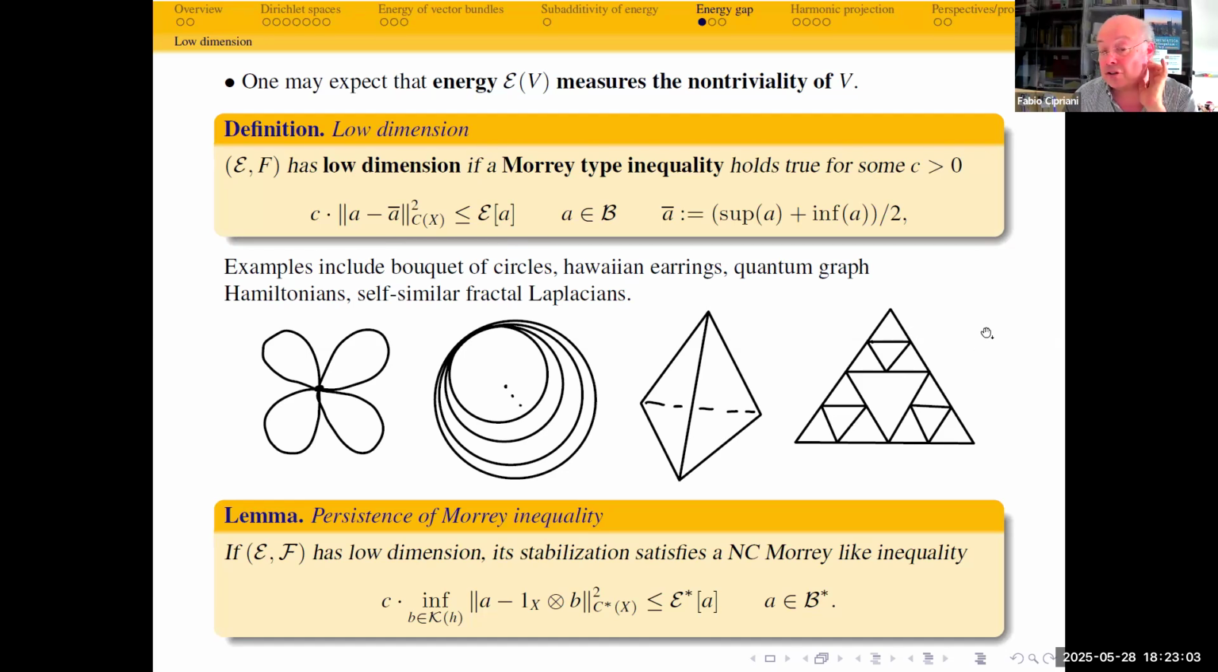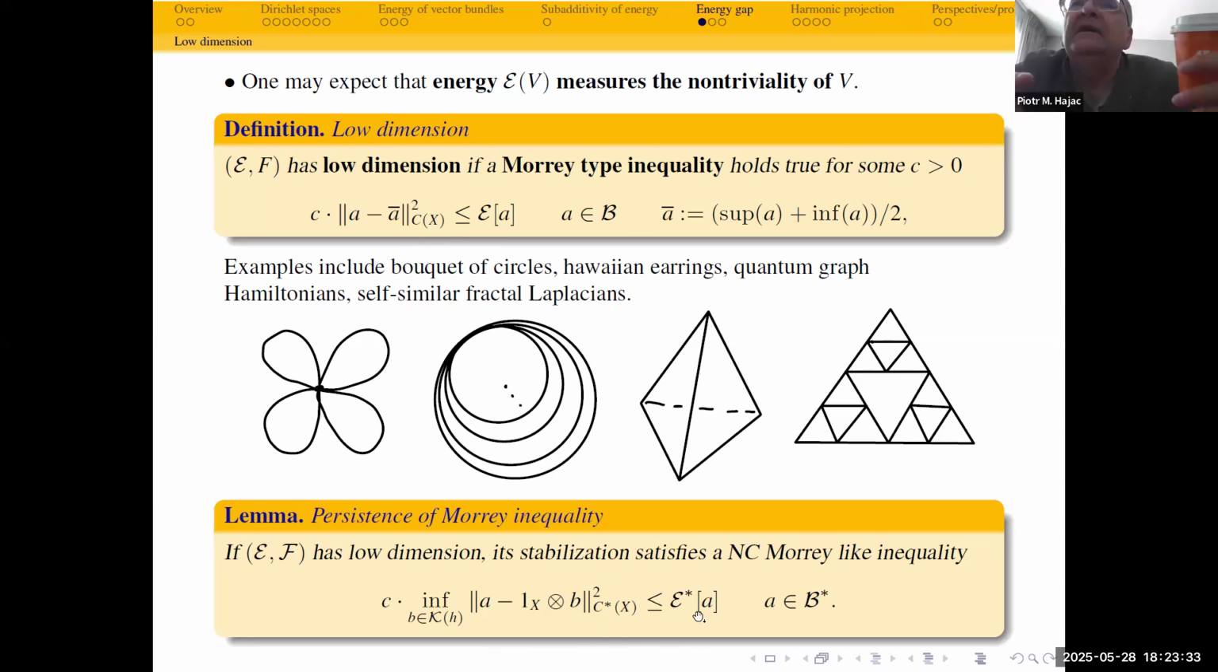The nice feature of this Morrey inequality is that it's stable, so it persists under stabilization. It means that if this is true at the commutative level on the topological space X, then it's true, appropriately interpreted, appropriately written, also for the stabilized Dirichlet form.